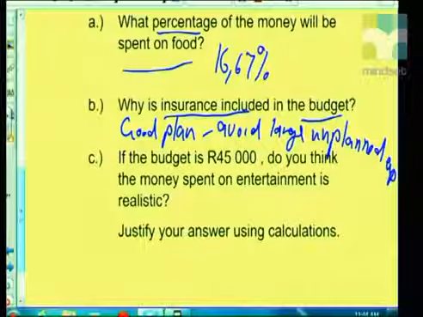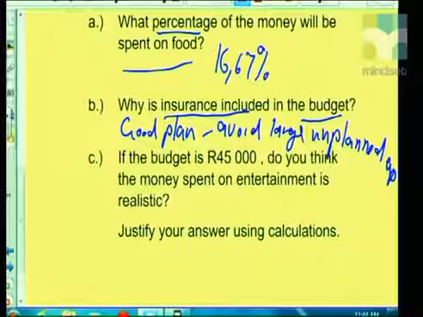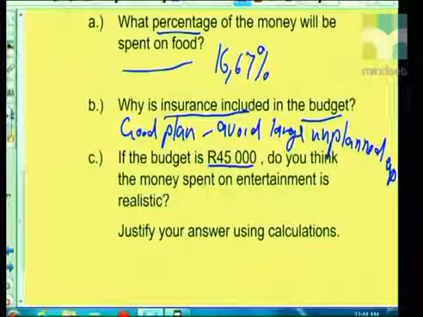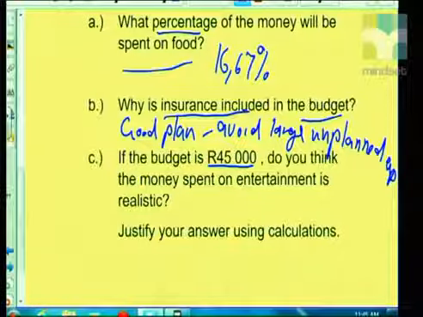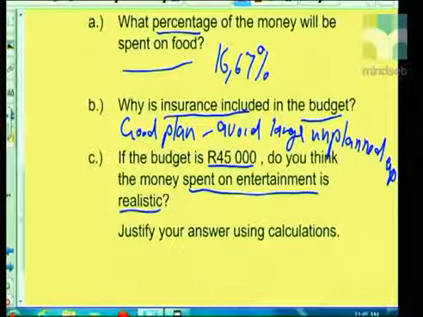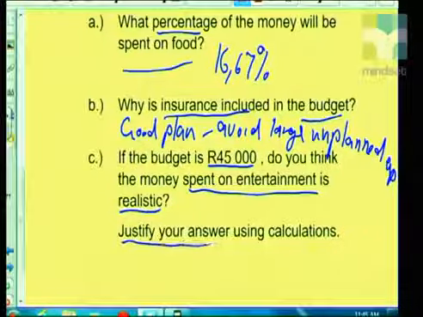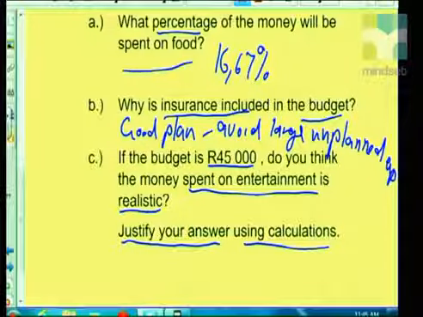Right, now that we've dealt with the importance of insurance, let's have a look at our final part to this question, and it's really an interesting question. You'll remember that we were given the pie chart, and I said to you, nothing's been told to us about the money. Well, question C starts to tell us something about the money. It says that if the budget is 45,000 Rand, do you think the money spent on entertainment is realistic? The last part of it says justify your answer using calculations.